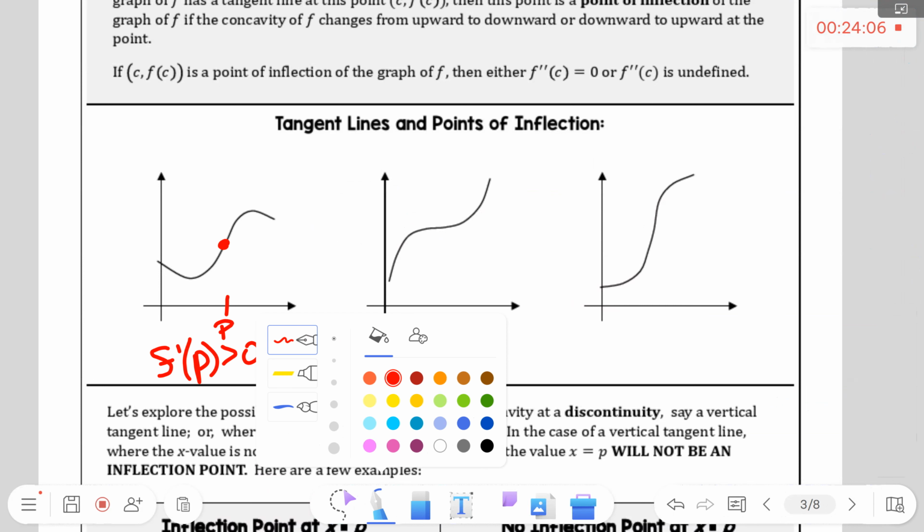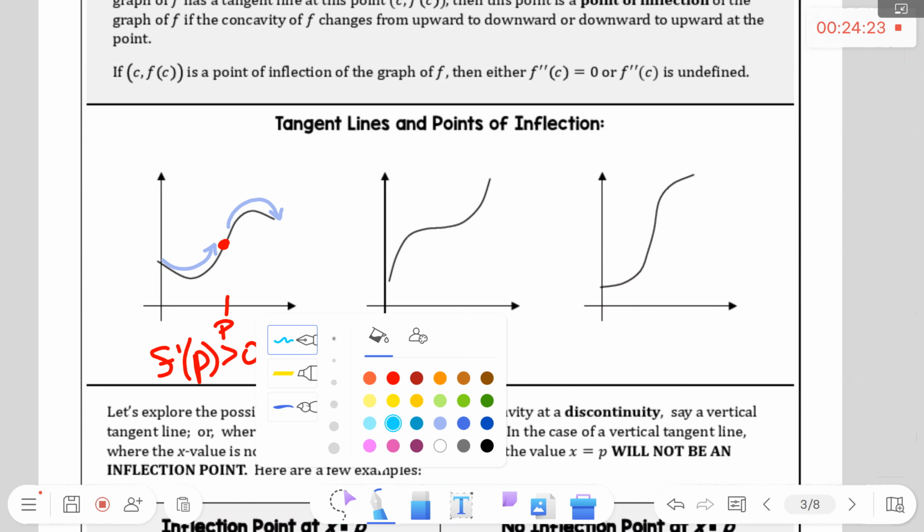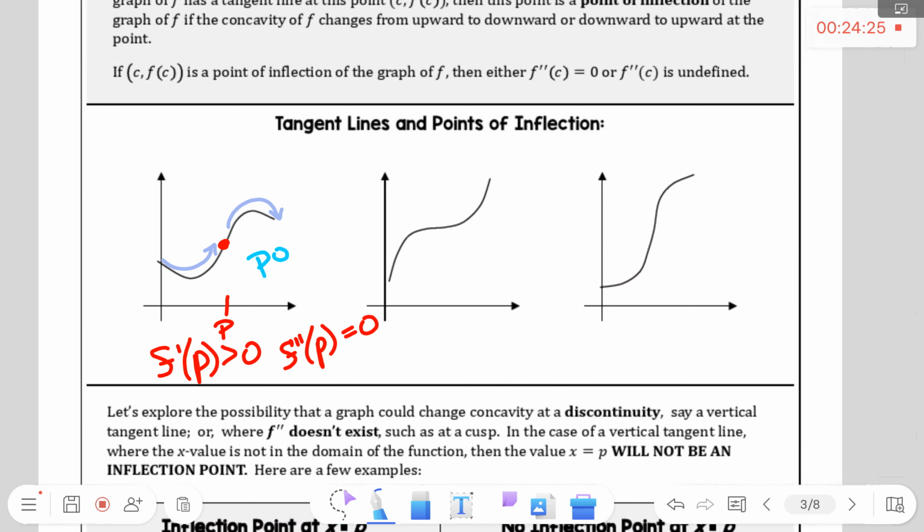So let's add a couple things on there. P. It goes from concave up to concave down. Happy face to a frowny face, which means double prime is 0. POI. The point of inflection would be at point P. We don't know the y value for it, so I can't write the coordinate point.